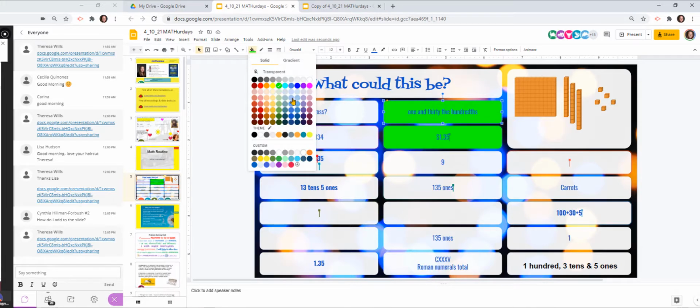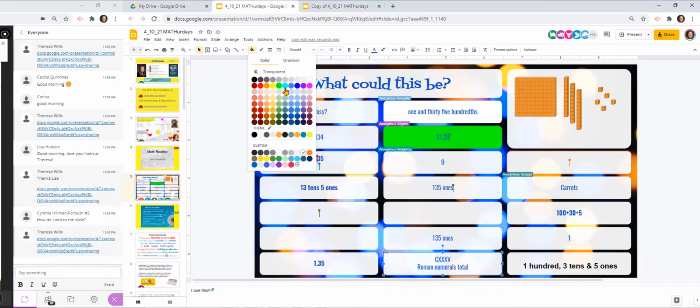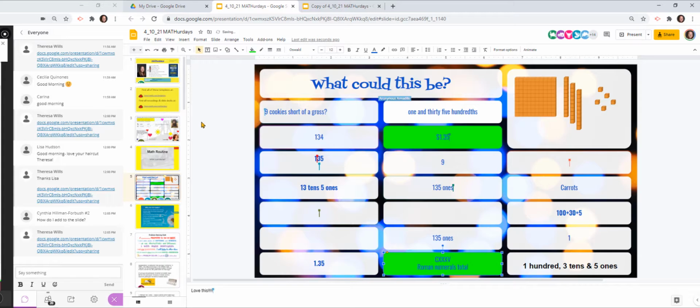Awesome. How about the other one that's green? That's me. I said it could represent money. It could be $1 and then 35 hundredths, or 35 cents. Neat. We have a connection with all 3 decimals there.